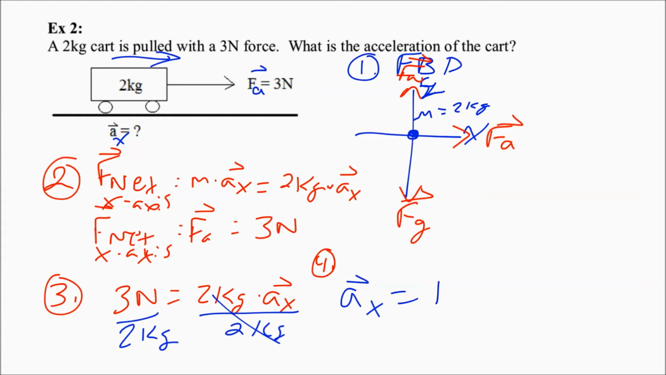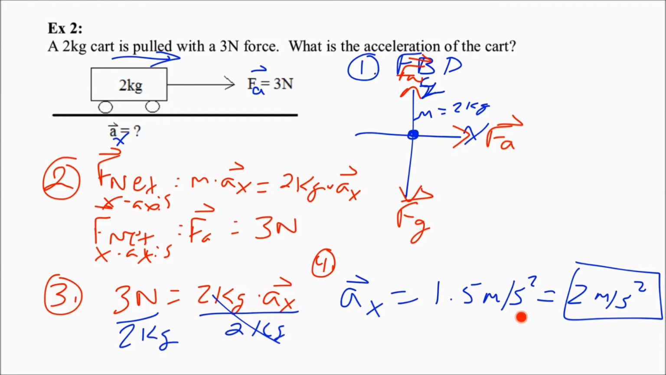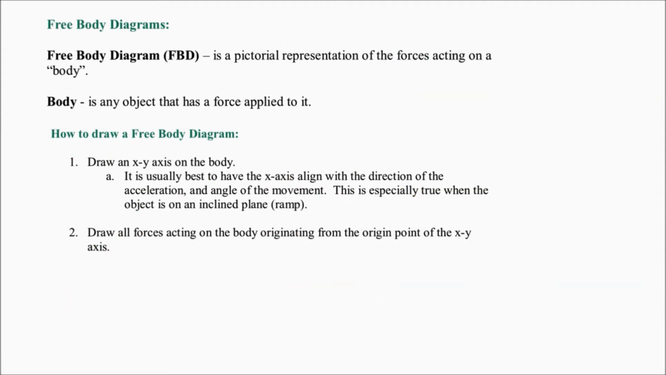So we're going to come up with 1.5 meters per second squared, and now we need to take into account sig figs. We were only given 1 sig fig here and 1 sig fig there. This is a perfect 5, which means the arcane rounding rule comes into play, and we round to the even number, so we're going to say 2 meters per second squared is the acceleration in the x-axis. And that's how you solve any force problem. Free body diagram, write both the Fnet statements, set them equal to each other, and then solve for the variable that you're looking for.